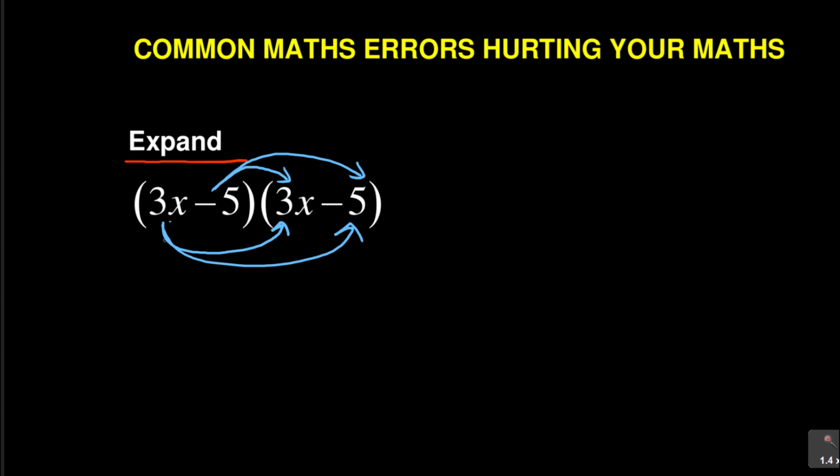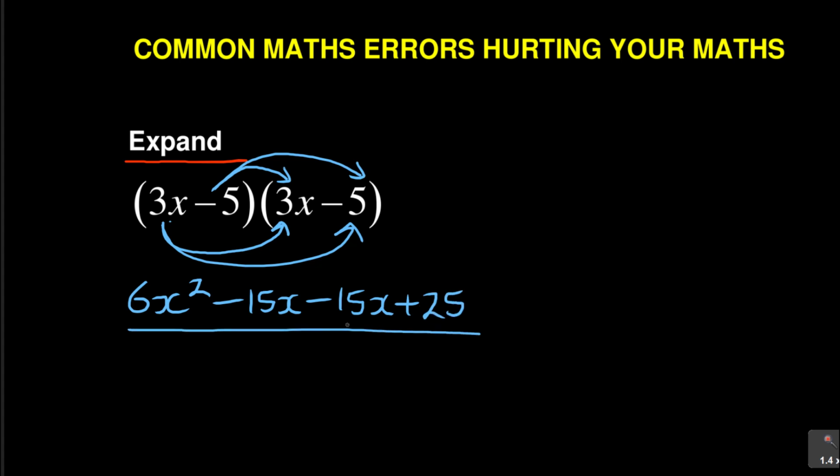I hope you're going to pick it up. 3x times 3x, they say it's 6x squared. 3x times minus 5 is minus 15x. Minus 5 times 3x is minus 15x. Minus 5 times minus 5 is plus 25. This is what they'll get as the simplified version, but I don't know if you picked up the error. It's a very, very common error, and if you picked it up, that's good. I hope you're not going to repeat it.